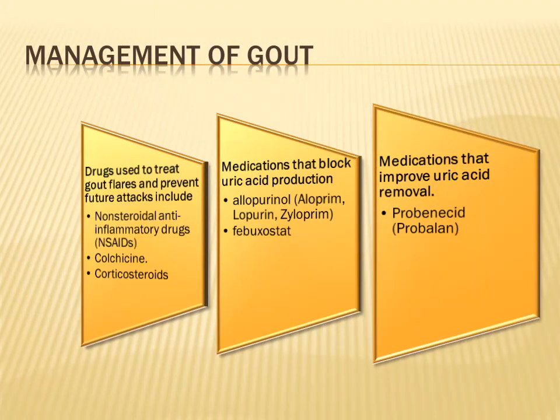Here you can see, based on mechanism of action, NSAIDs, colchicine and corticosteroids are used for the treatment of GOUT. These drugs reduce the symptoms of GOUT and prevent future attacks. Allopurinol and febuxostat also are there, and these drugs block uric acid production, that means synthesis inhibitors. And probenecid is used for more excretion of uric acid from the body.